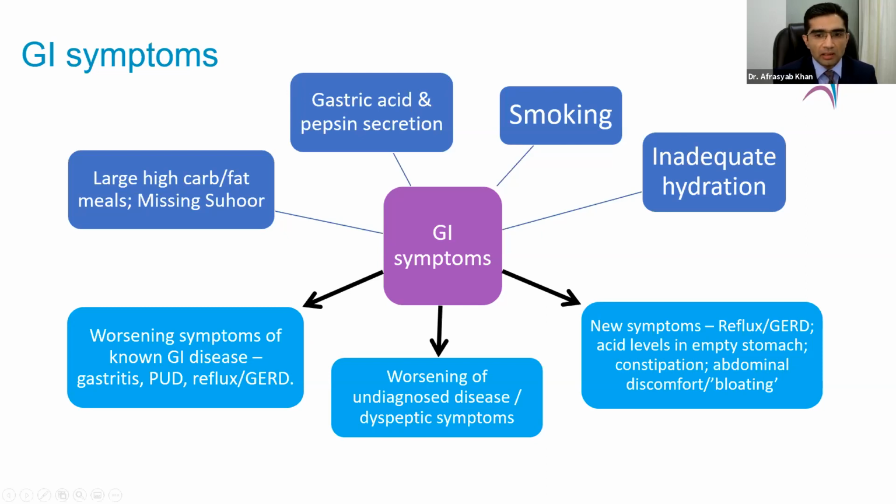It should be staggered and spread out over the course of the time that one is eating and drinking. GI symptoms can occur because of these factors and some other factors as well, which can be individual. For example, some anti-inflammatory medications taken while fasting can exacerbate gastrointestinal symptoms as well. So it could be worsening symptoms of a known gastrointestinal disease. Someone who's been diagnosed with, for example, gastroesophageal reflux disease, or has had previous ulcers, or is known to have some gastritis, these symptoms can potentially get worse with all these changes that can occur during Ramadan fasting.